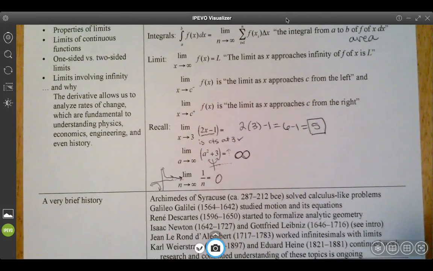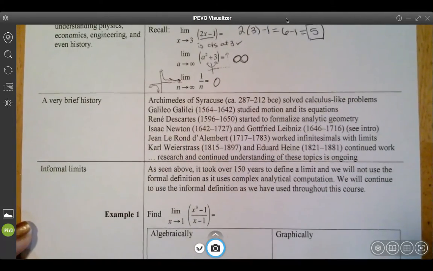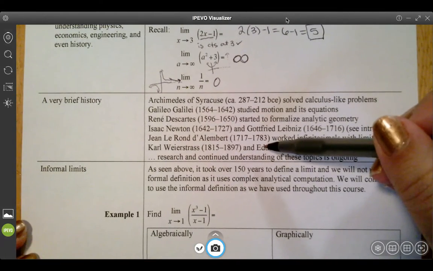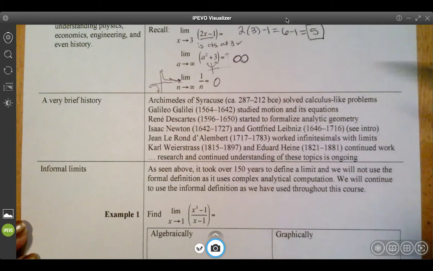Okay, I'm not going to read through the brief history, but I encourage you to read through it. These are a lot of famous mathematicians that you might have heard of or you will hear of in calculus. So it'd be kind of nice to have an idea of where those people came from and what they did and how they contributed to calculus.